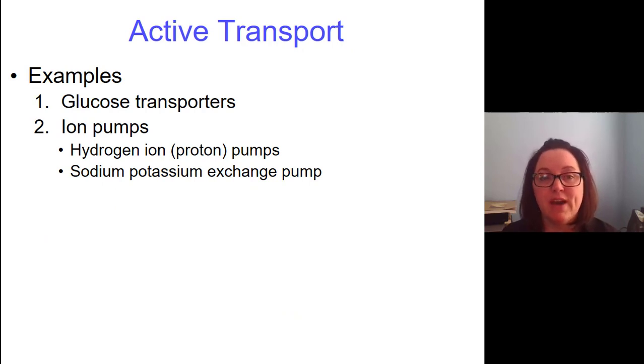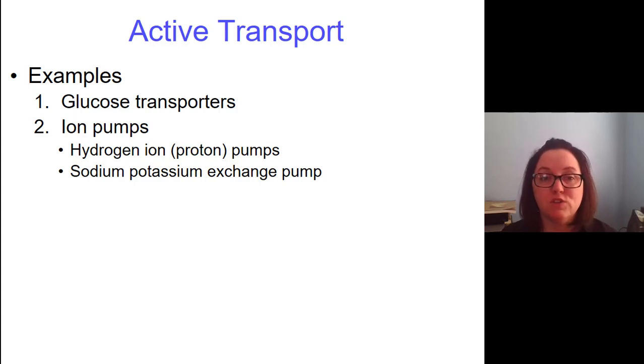So a couple examples of active transport include glucose transporters and ion pumps. So glucose transporters are what they sound like. They are proteins in the cell membrane that are transporting glucose. Now don't forget, this is active transport, so we have to have a protein in the cell membrane. That's our transporter. And we're moving the glucose from an area of low concentration to an area of high concentration. And we have to supply energy in the form of ATP to do this because we're defying the concentration gradient.